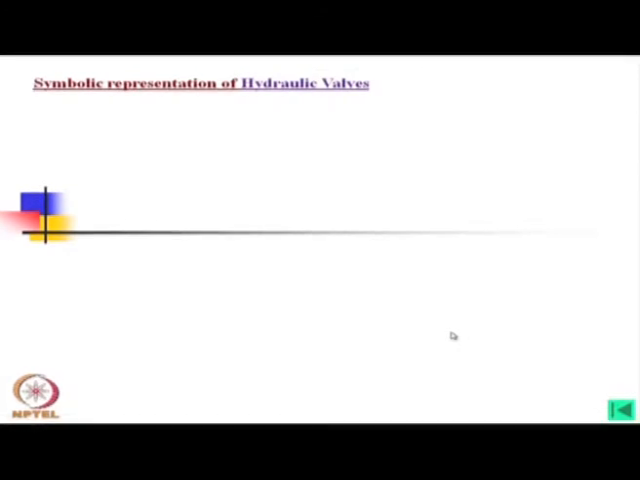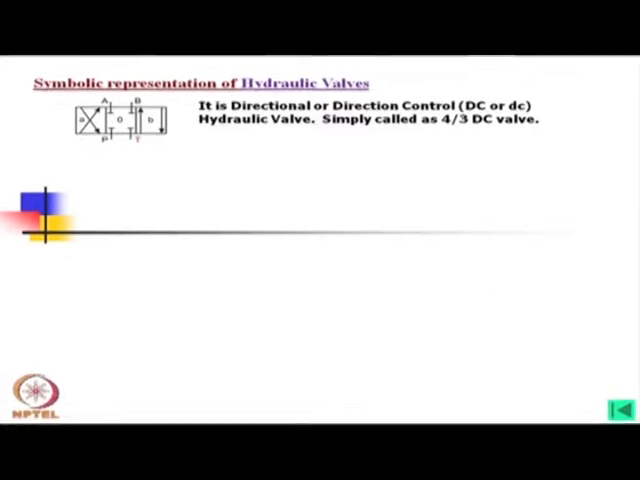Now, symbolic representation of a hydraulic valve. What we find is almost square, or maybe slightly rectangular, 3 boxes put side by side. The middle one is marked 0, the left side is A, the right side is B, and in these 3 compartments there are some arrows or symbols. Now what is it? It is direction control, in short form DC, a DC hydraulic valve, simply called a 4/3 DC valve.